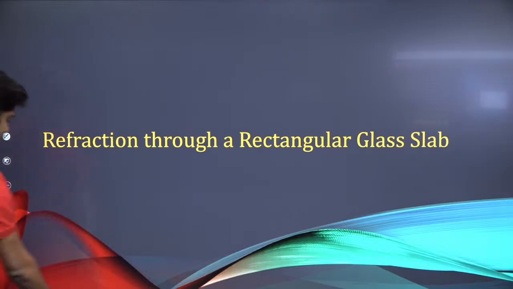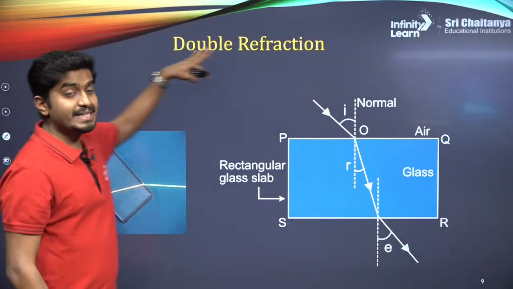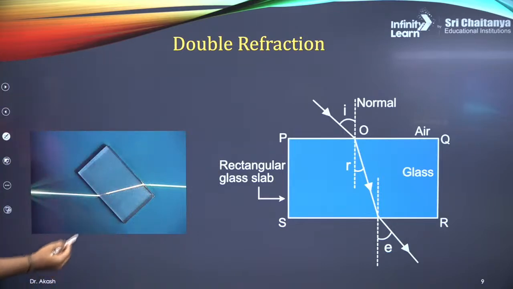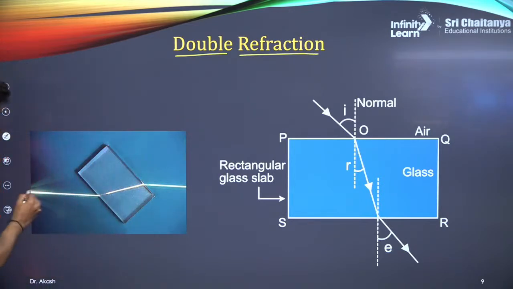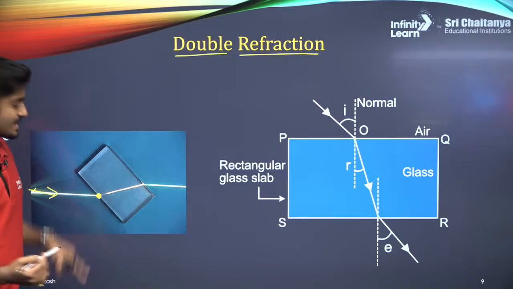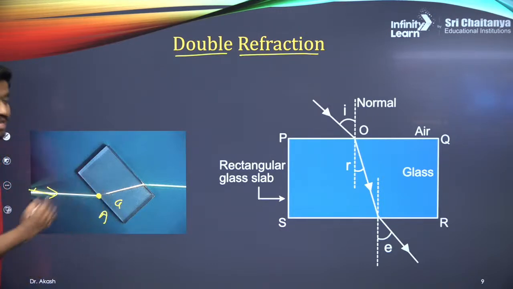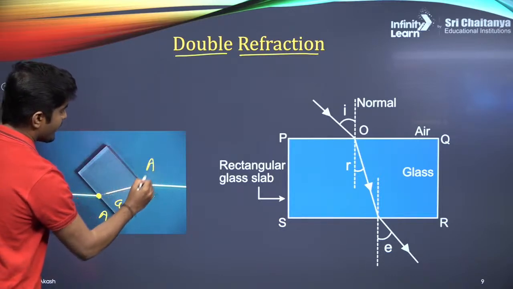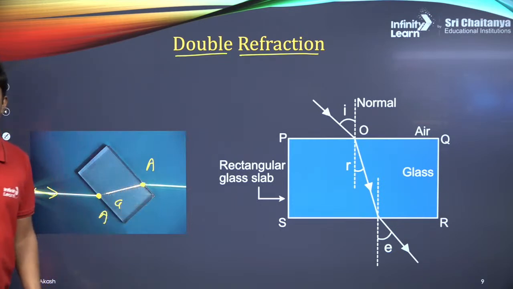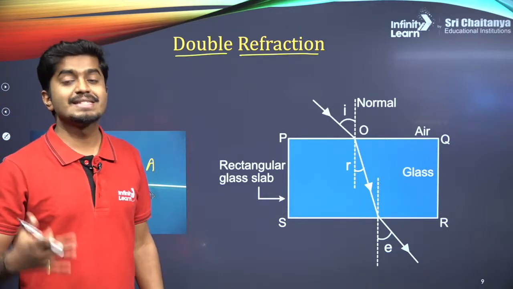Now let's come back to today's topic, refraction through the rectangular glass slab. This is like a double refraction, meaning double bending. Light is bending two times. You see here, this is the white light coming from this direction. This is the first point of incidence, the boundary between air and glass, where there is a bending of light. Then light goes from glass to air, and at this point again there is a bending of light. That is why it is called double bending.